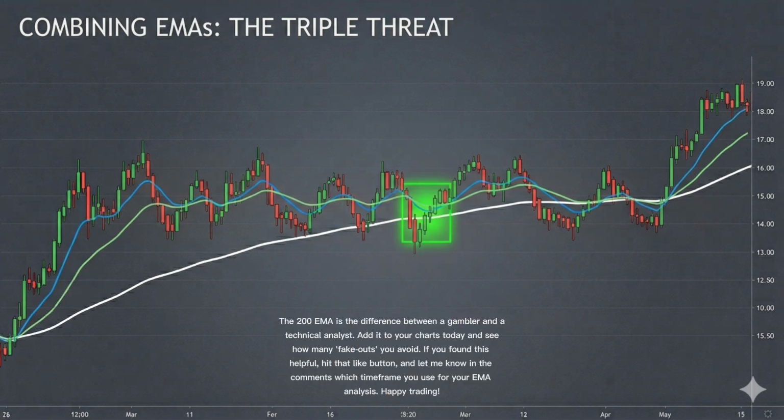Conclusion: the 200 EMA is the difference between a gambler and a technical analyst. Add it to your charts today and see how many fakeouts you avoid.